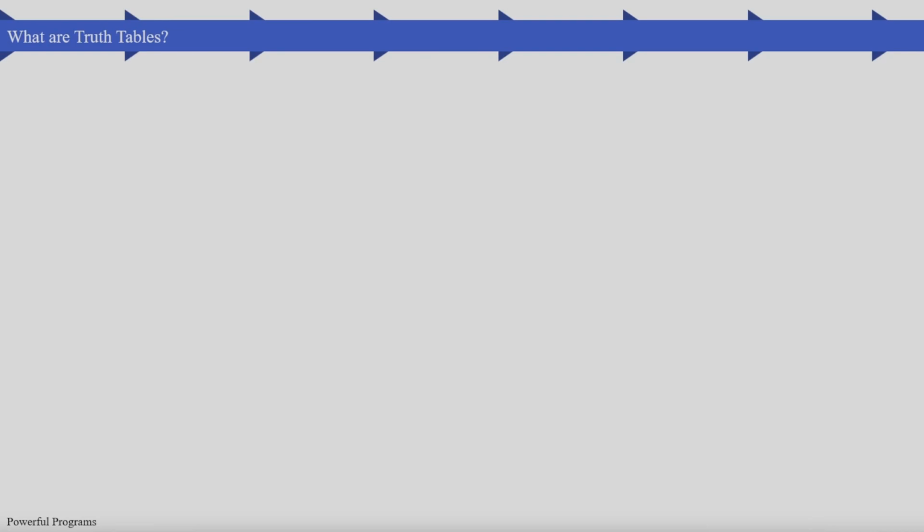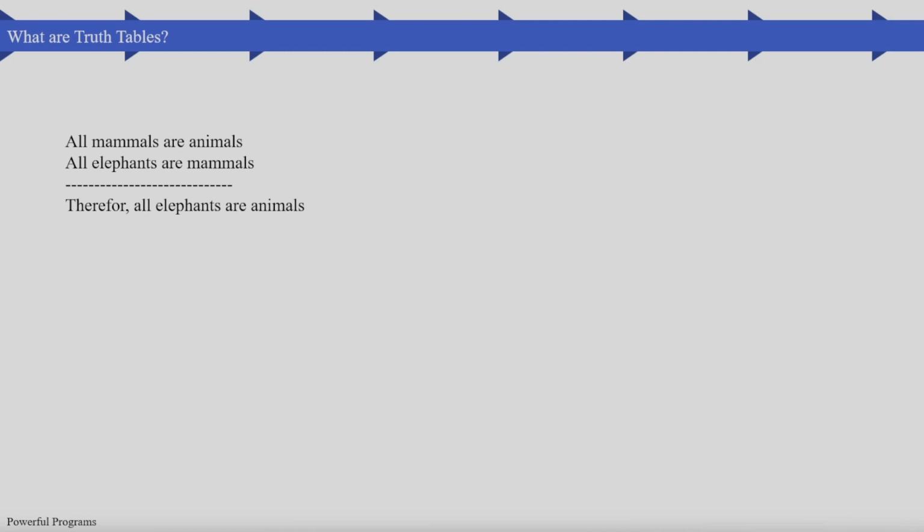Another use of sentential logic is syllogisms. Here are two examples. All mammals are animals. All elephants are mammals. Therefore, all elephants are animals. This is a valid syllogism.